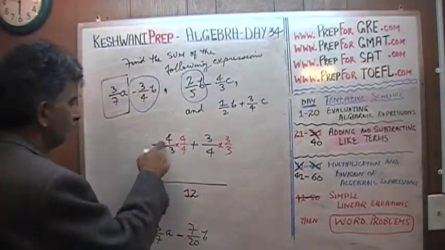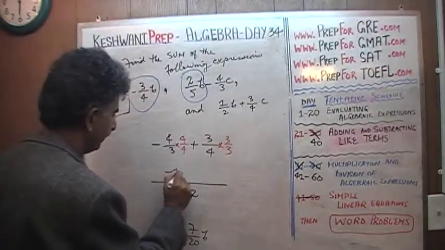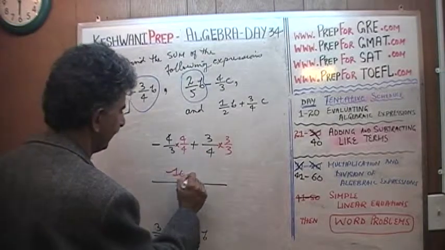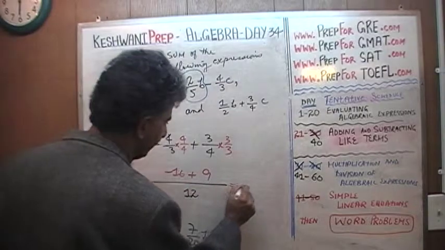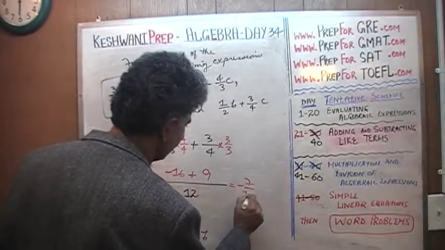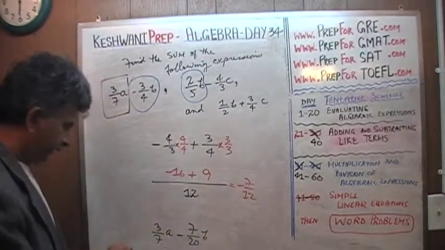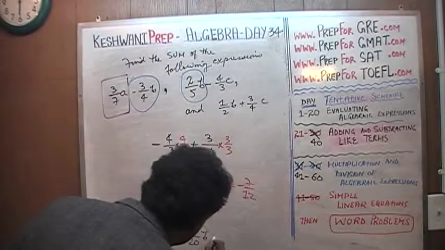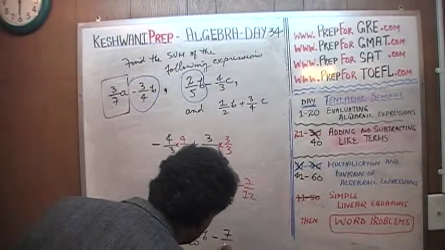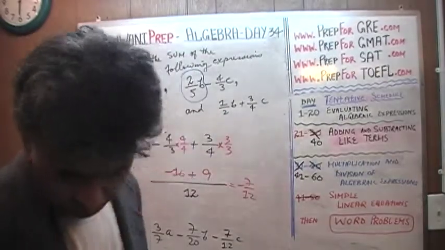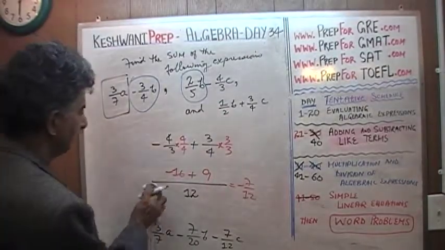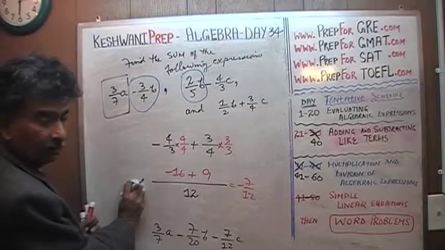So 4 times 4 is 16, so we have -16. 3 times 3 is 9, so we have +9. It looks like -7 over 12 is our answer. I'm going to erase all of this now and put down the answer a little bit higher so that you have it. But anyway, this was the work. I'm going to erase it now.